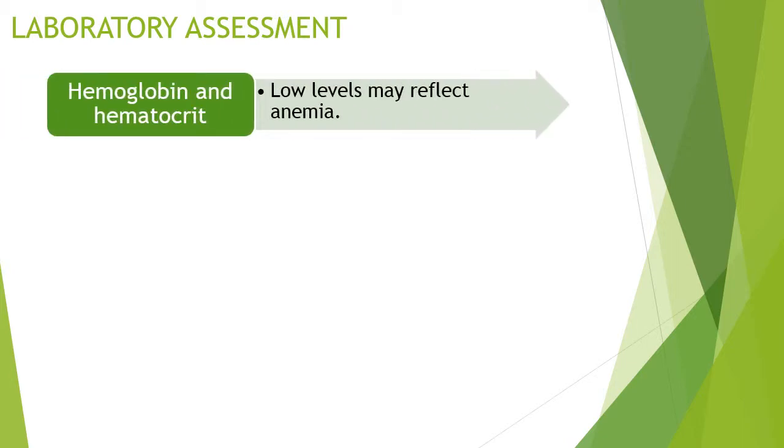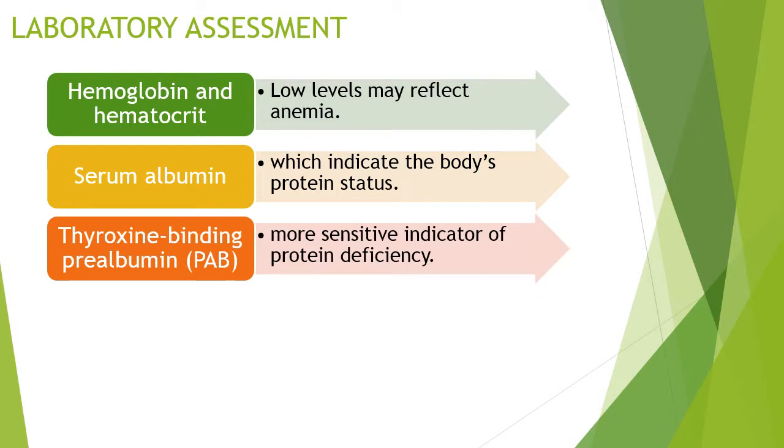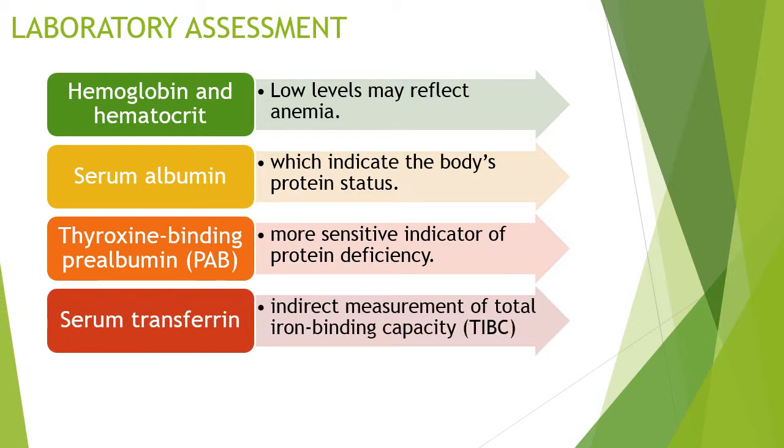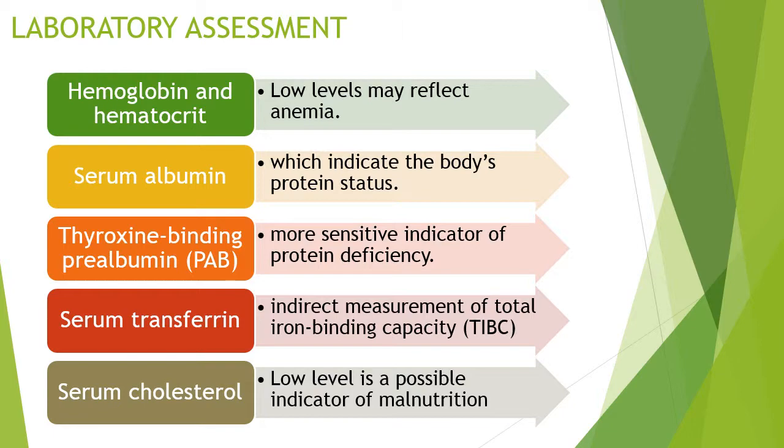During the laboratory assessment, the things we're going to assess are hemoglobin and hematocrit, which low levels may reflect anemia. Serum albumin, which indicates the body's protein status. Thyroxine-binding prealbumin, a more sensitive indicator of protein deficiency. Serum transferrin, an indirect measurement of total iron binding capacity. Serum cholesterol, where a low level is a possible indicator of malnutrition.